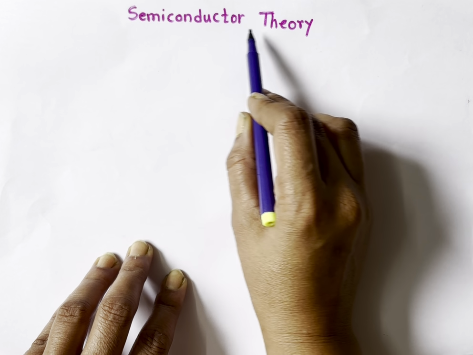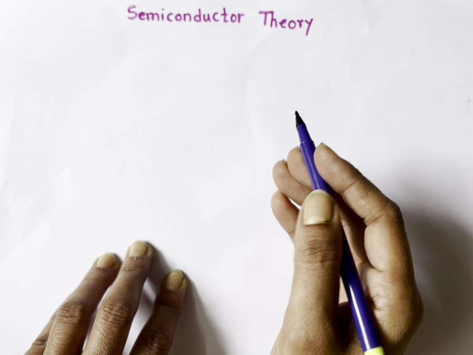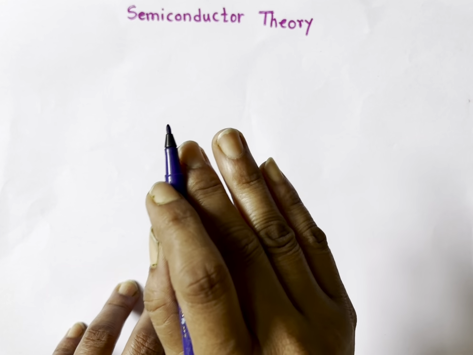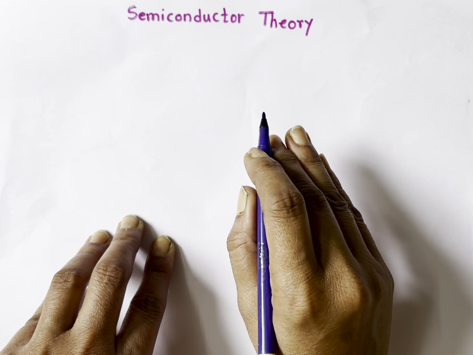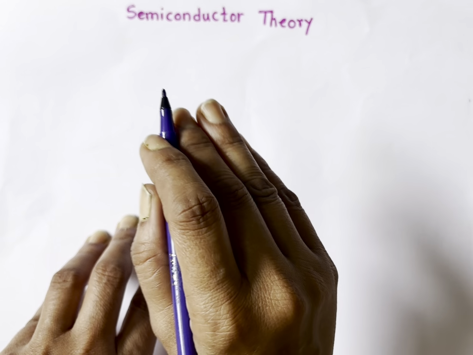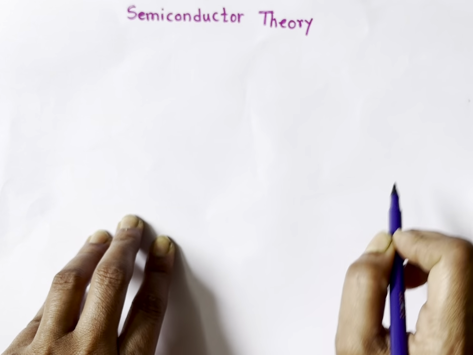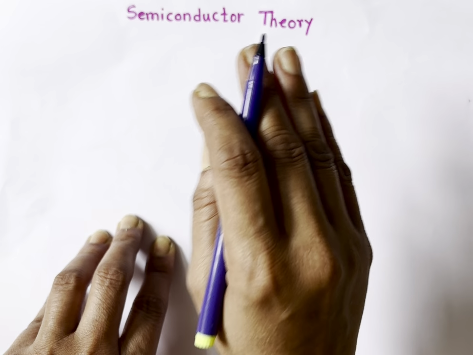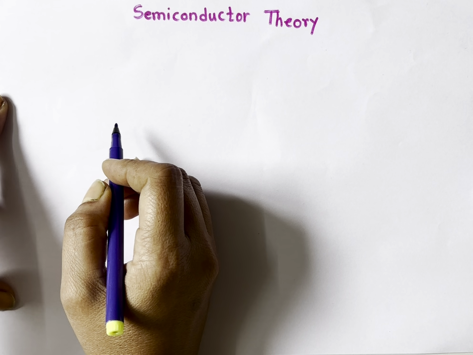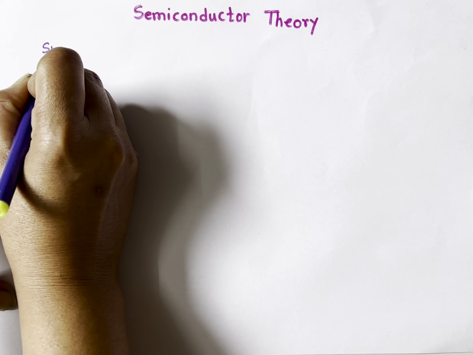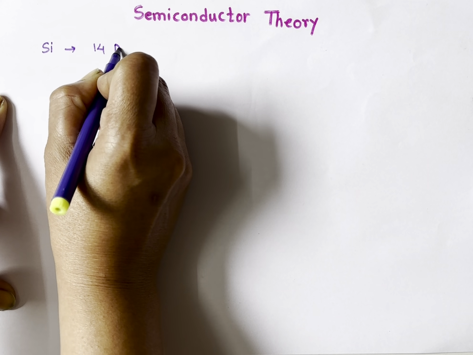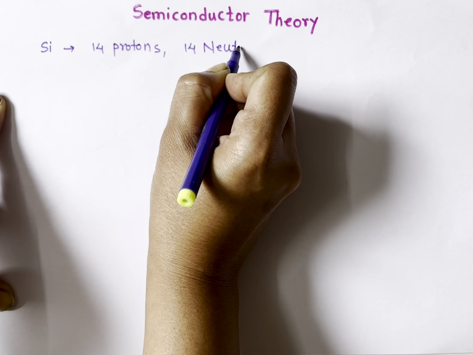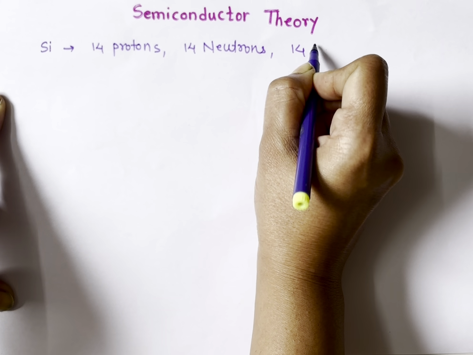So before we start with semiconductor theory, let's start from the basics, the structure of an atom. Every atom has a nucleus which is made up of protons and neutrons, and electrons revolve around it in shells. We'll take the example of simple silicon. The atomic number of silicon is 14. It means it has 14 protons, 14 neutrons and 14 electrons present in it.